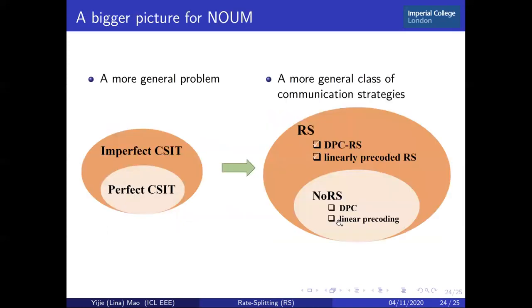Therefore, based on this study, we can obtain a bigger picture for NOUM. The problem we studied considers imperfect CSIT, which embraces perfect CSIT as an extreme case when alpha goes to infinity. Secondly, the transmission framework based on rate splitting outperforms the corresponding no rate splitting counterpart. By turning off the common string in rate splitting, we reduce it to the two conventional architectures that I mentioned at the beginning. Therefore, RS is actually a more generalized, powerful, and promising strategy for non-orthogonal unicast and multicast transmission.